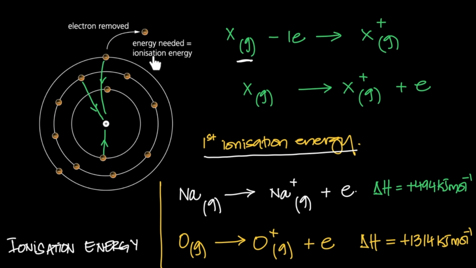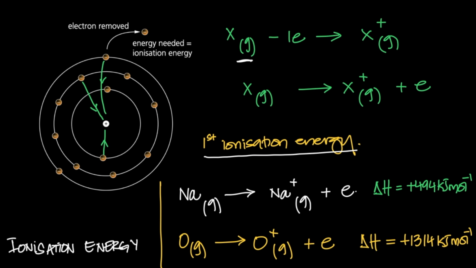That energy required is called ionization energy, and we can lose 1 electron from 1 atom. That's called first ionization energy. We can lose more than 1 also, but initially we're going to be talking about the first one. This is the equation that represents the first ionization energy of sodium and the first ionization energy of oxygen.